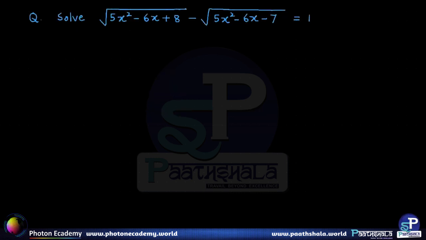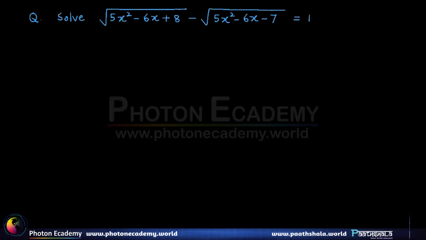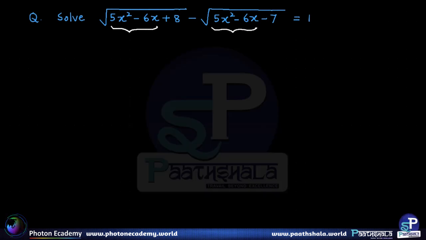Now let's see the first example. We have to solve this equation in which we see that there are two square root terms on the left hand side and the right hand side is equal to 1. To solve this, we observe that in the two terms inside the square roots, the first two terms, that is 5x square minus 6x, are common in both. So this is where we use the substitution method. That is, we replace this particular repeating expression by a new variable. Let's call it y.